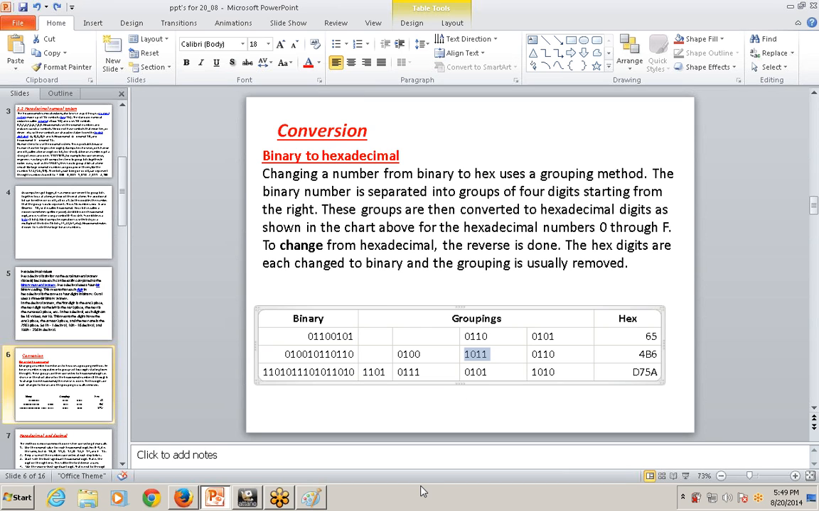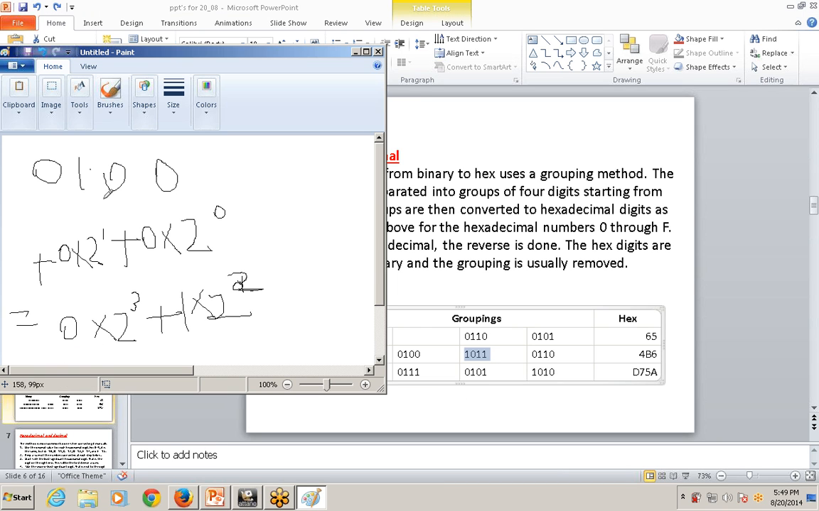Now in the same way, if I want to calculate 1011, this is 2 power 0 into 1, that is 1. 2 power 1 into 1 is 2. 2 power 2 into 0 is 0. 2 power 3 into 1 is 8. So if I add these, the output is 11, and 11 is represented by the character B. This is how we can calculate. The output is B.